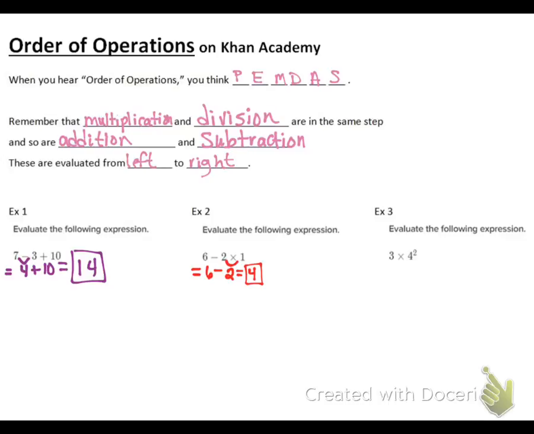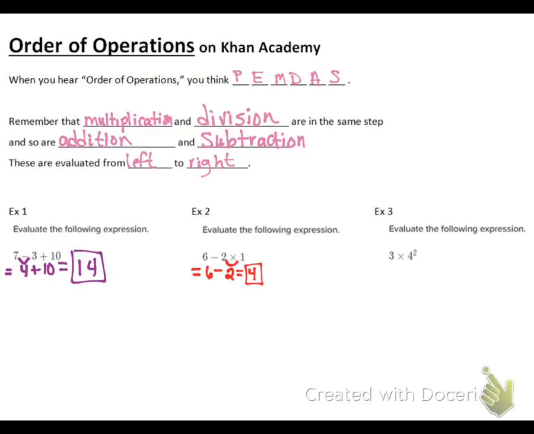All right, example number 3. We have 3 times 4 squared. So again, look at your order of operations. Do you have any parentheses? No. Do you have any exponents? Yes. So that's where you start.